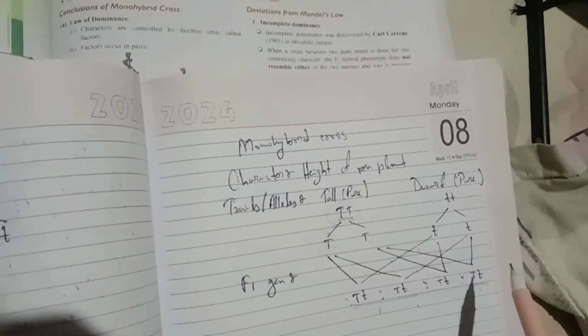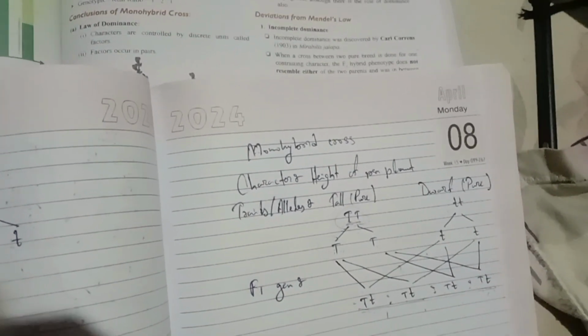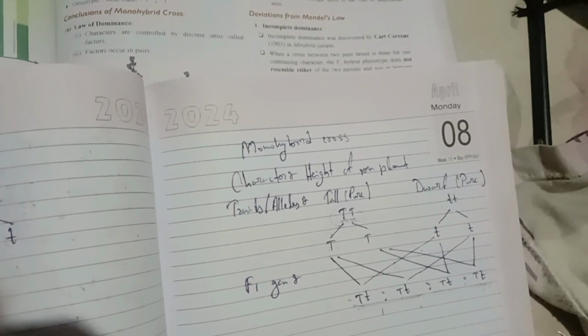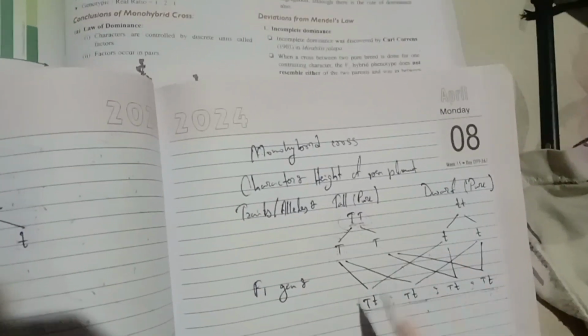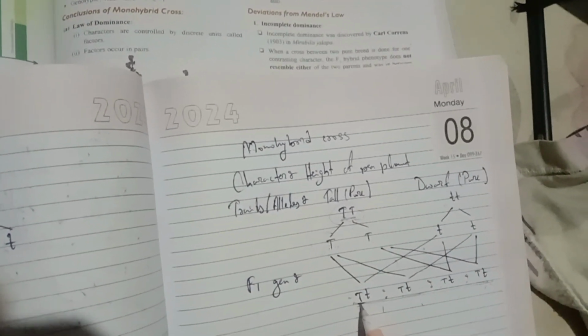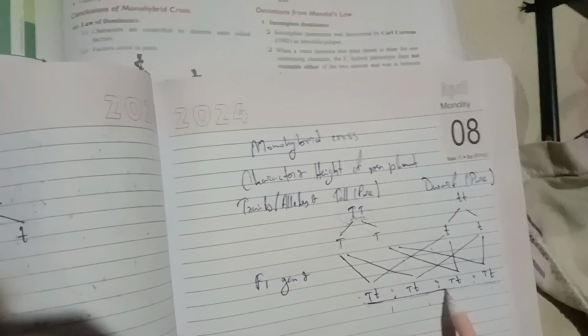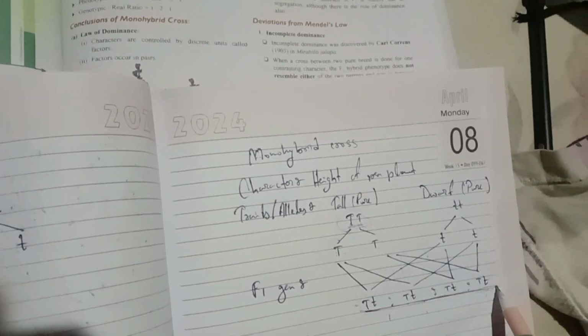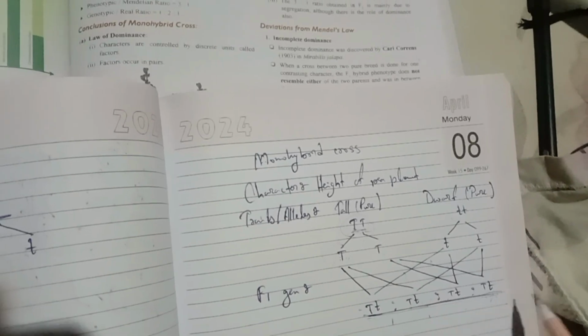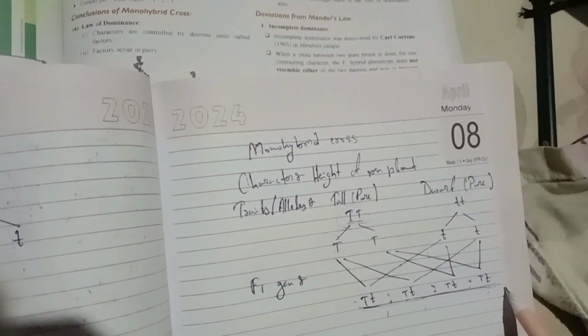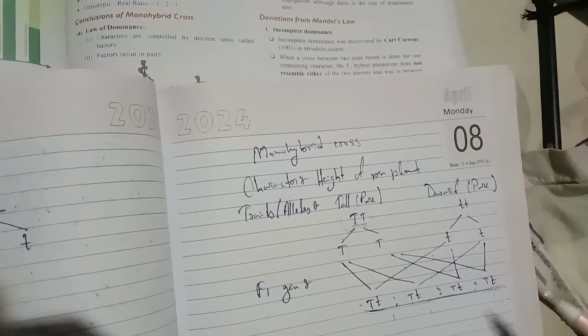Either it will be tall or it will be dwarf. But as the capital T is here, which is the dominant trait, all pea plants will be of tall character. So all those 4 plants, all those progenies, will have the larger height.